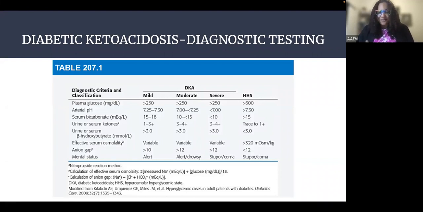Finger stick. We always want a beta hydroxybutyrate and a venous blood gas at the very least. And in the venous blood gas, what we're looking at is the bicarb, and we're looking at their pH. A pH of less than 7 is very, very concerning. There's also a new modified criteria that just looks at serum and urine ketones and pH, which actually simplifies diagnosing DKA quite a bit.